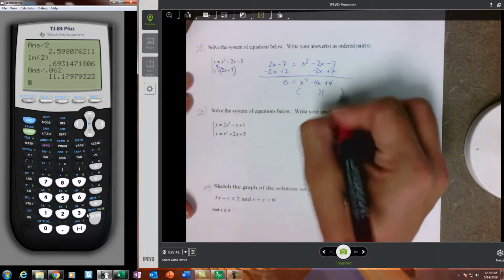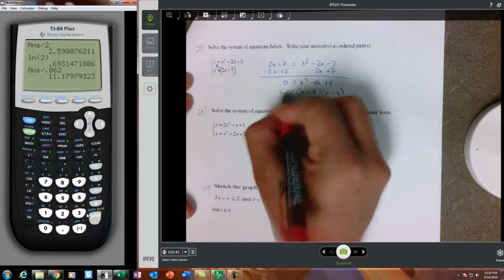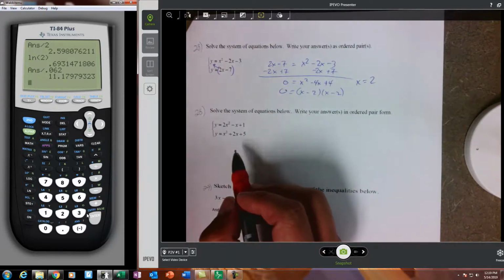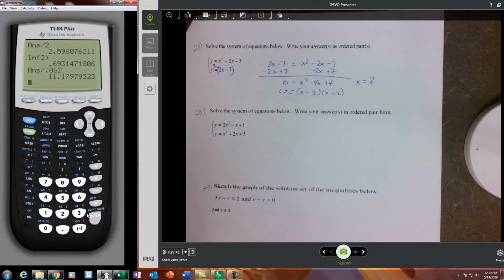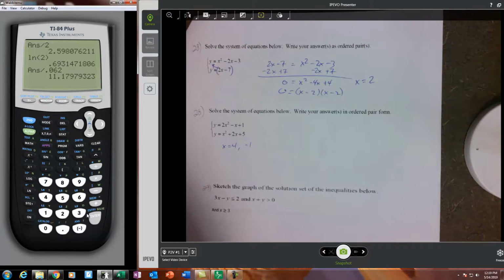If I factor that, I'm going to get x and x, minus 2, minus 2. So the only answer for x is 2. Now down here, I think you end up with a couple of different x values out of this equation. You should end up with x equals 4 and negative 1 when you do it down below.